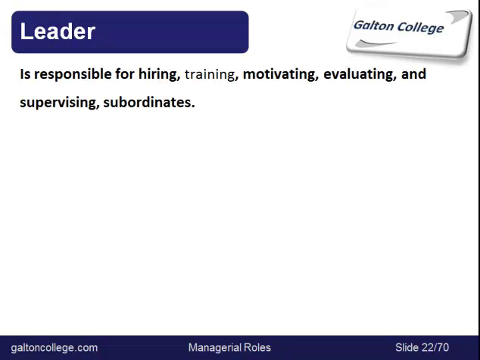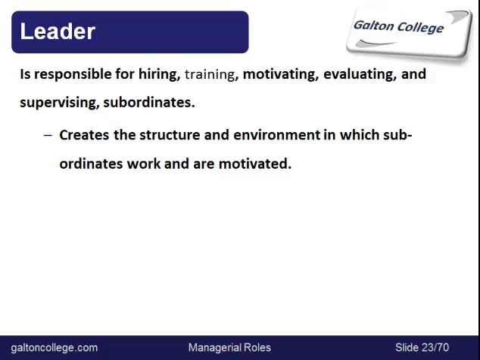The manager is responsible for hiring, training, motivating, evaluating, and supervising subordinates. So as a leader, the manager has got a lot of personnel, HR type activities. Must hire, must deal with HR perhaps in the hiring process, training, motivating, evaluating, and supervising subordinates. So it's quite a lot of functions for the manager to be involved in. Must create the structure and the environment in which subordinates work and are motivated. So the manager must lay out the work, must lay out the sequence of the work to be carried out, must ensure there's health and safety within the workplace, must make sure that the workflow flows logically until it's completed through the department. And it must observe and monitor the activities, not only to ensure safe working, but also to ensure efficient working, and make sure that the staff are properly motivated.